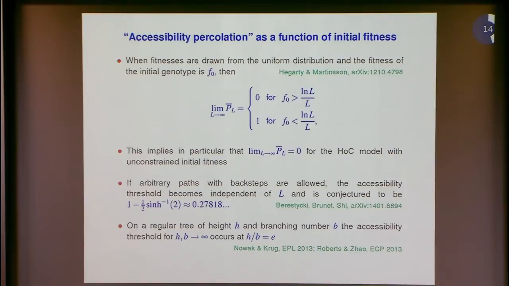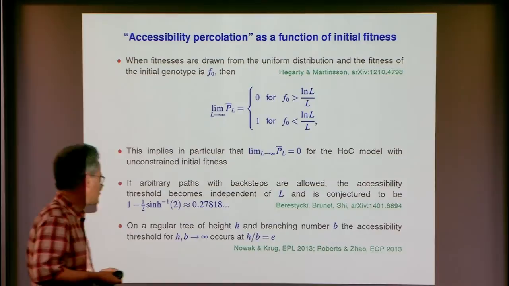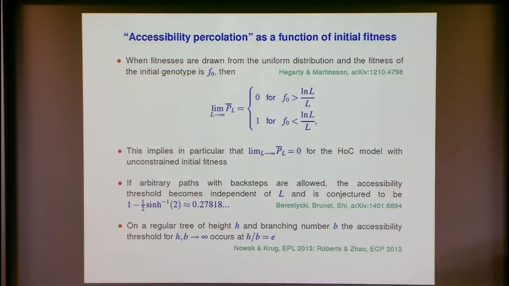Now, very recently, Julien Berestycki and collaborators in Paris have extended this analysis to include also backsteps. So suppose you allow for the path to not always go towards the maximum, but also to go back. This makes the problem in some sense much harder. So it's not even possible in closed form to count the number of paths in that setting. But what they were able to show, at least as a bound, and they conjecture this to be exact, is that then the accessibility threshold actually becomes independent of L. So even for large L, there's a finite probability of finding a path to the global maximum if you allow the path to have backsteps.